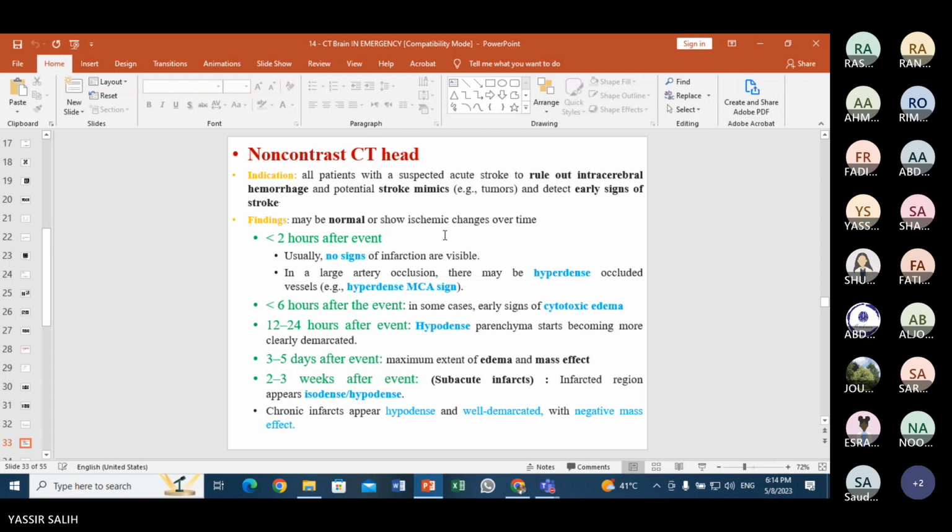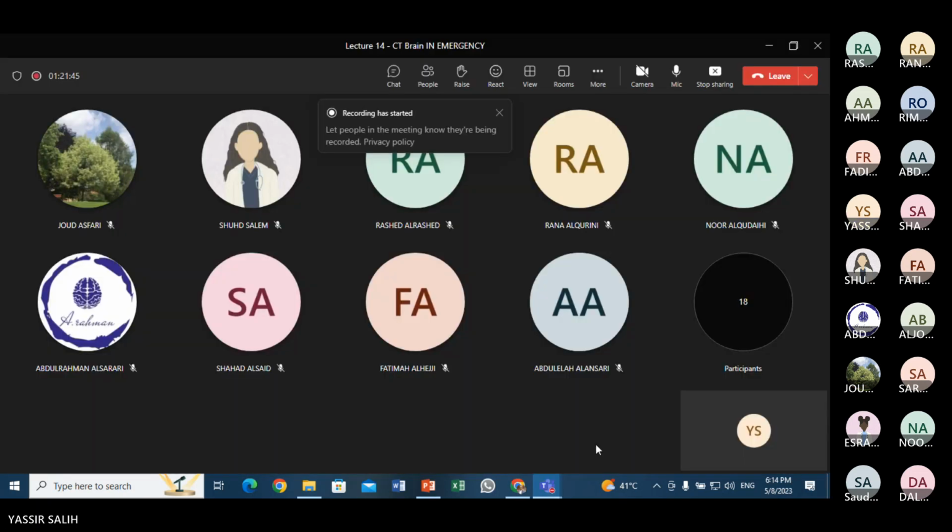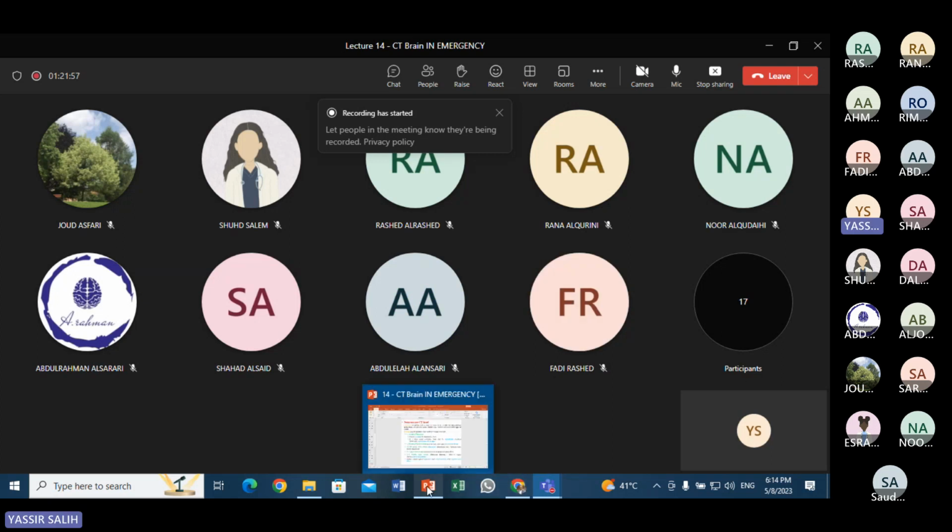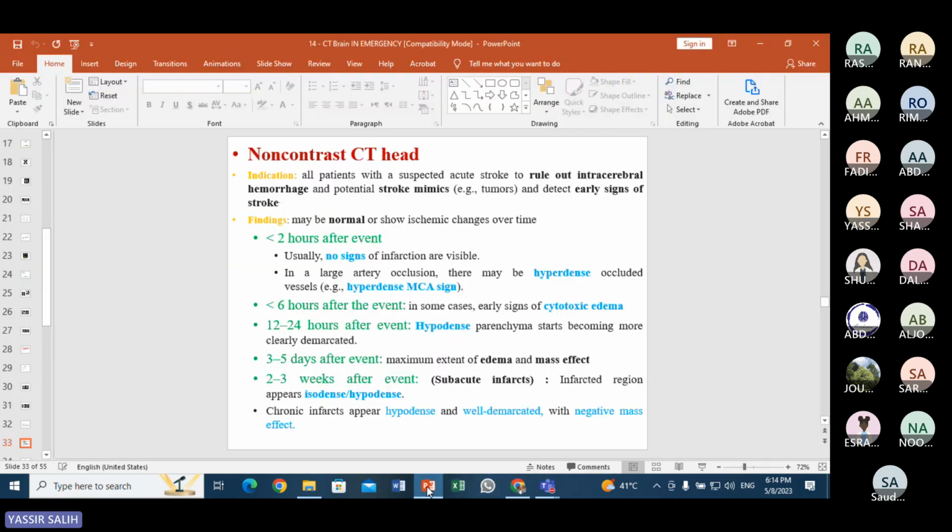Weighted imaging. Yes. Is it diffusion weighted imaging? Diffusion again. Yes, okay. Is it diffusion weighted imaging? Yes, diffusion weighted imaging. Yes, you are right. Thank you. Diffusion weighted imaging.